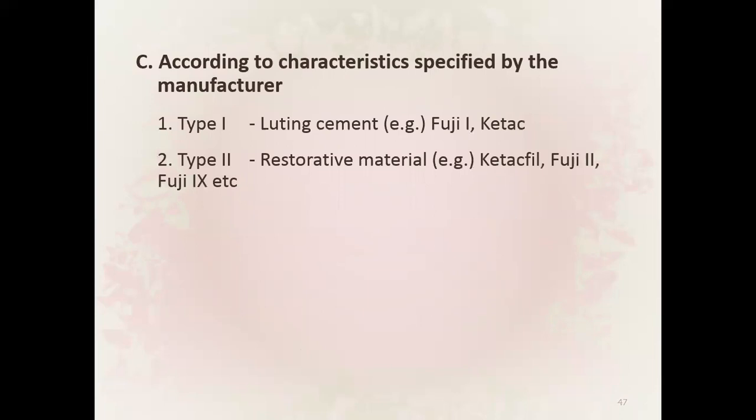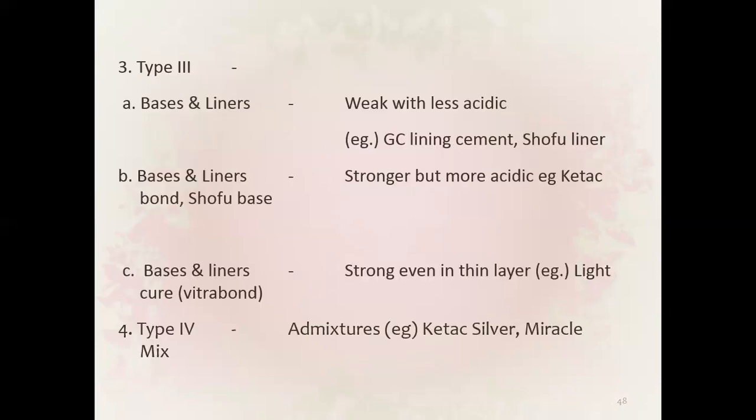According to the characteristics specified by the manufacturer: type 1 luting cement, type 2 restorative material. Luting example: Fuji 1, Ketac Cem. Restorative examples: Ketac Fil, Fuji 2, Fuji 9, etc. Then we have type 3, bases and liners. Weak with less acidic: GC lining cement, Shofu liner. These are the examples of bases and liners in type 3.